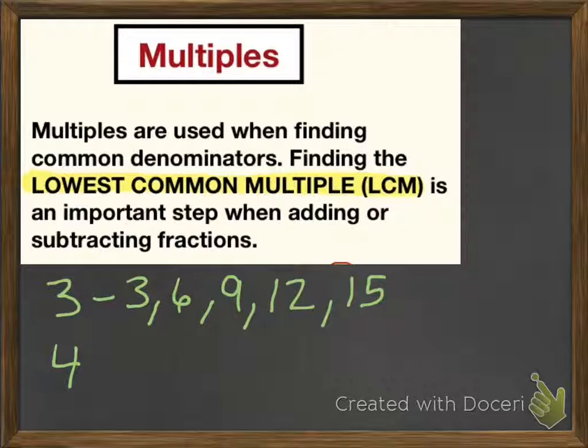Now we're going to move to 4, and we're going to list the multiples of 4. This time we're counting by fours. 4, 8, 12. Once we can find a common multiple, like 12, we can stop. So again, you can see that we have a common multiple of 12. This is going to help us when we add fractions.